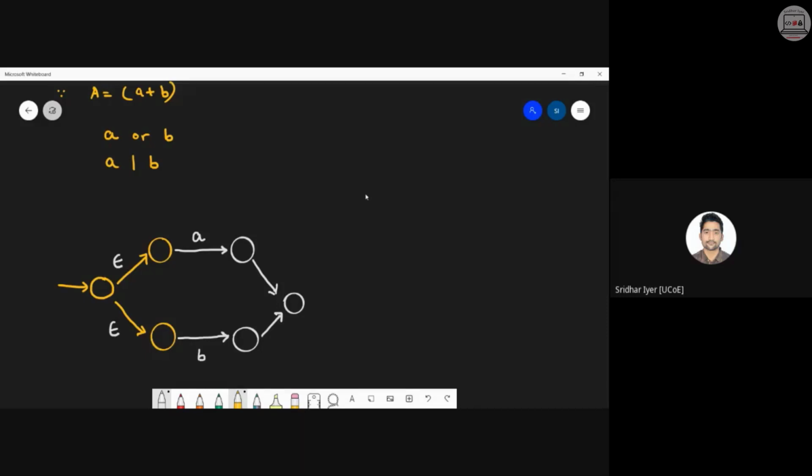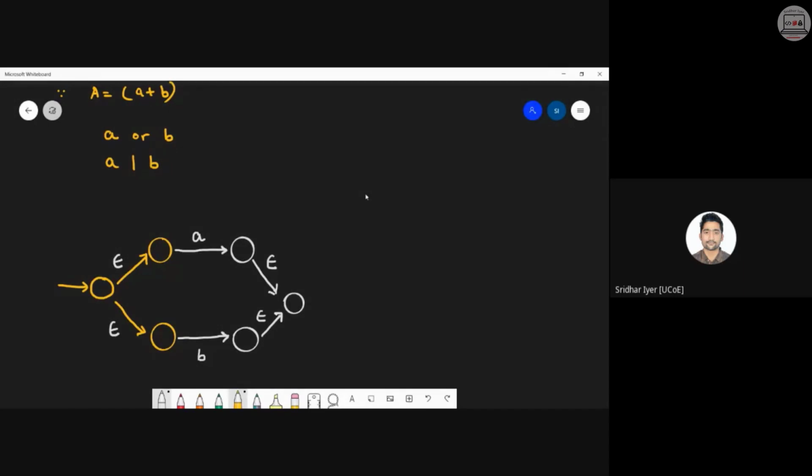So once we accept small a and small b, we have to again move to a state without taking any more inputs. Clear? So whenever we make a transition without taking any inputs, that has to be with the help of epsilon transitions only. Clear? So basically, we are making a transition to another temporary state, but we are not taking any inputs. That is why we mention epsilon over here.